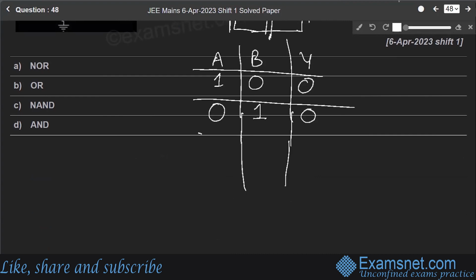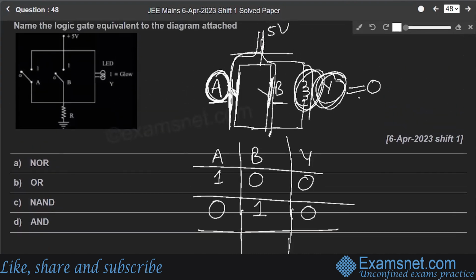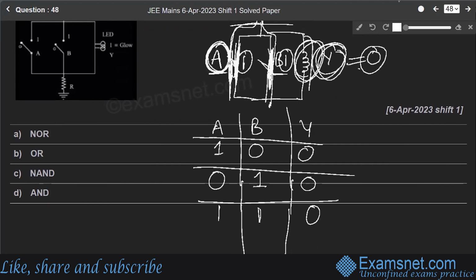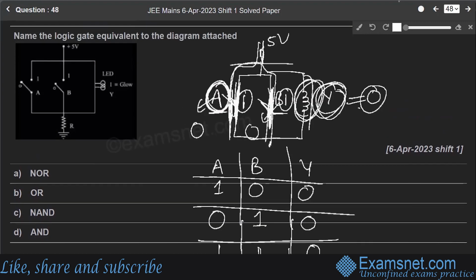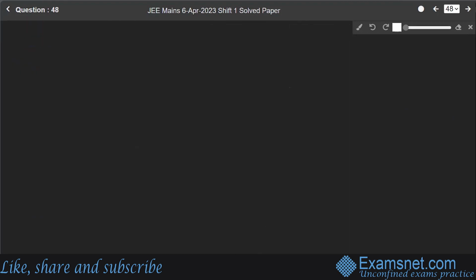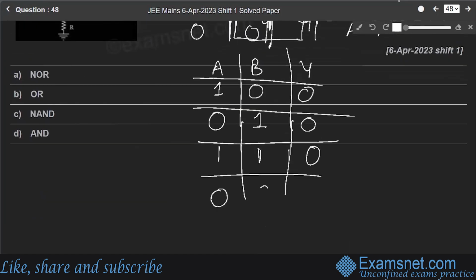And again, if both switches are turned off, this will be 1, this will be 1, there will be no output. Output will be 0, 1, 1, 0. And these two are open. If the switches are open, here input A is 0 and input B is also 0, then the current can be drawn only from this direction. In this case where A is 0 and B is 0, Y is equal to 1. So we can write it as 0 0 1.